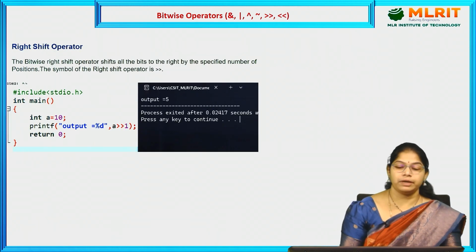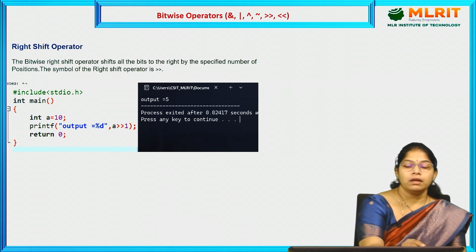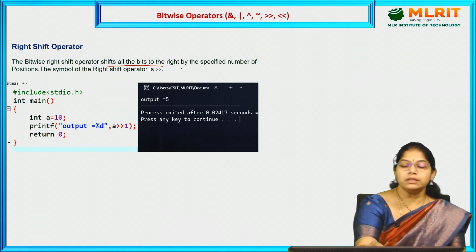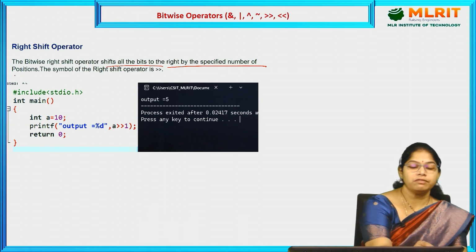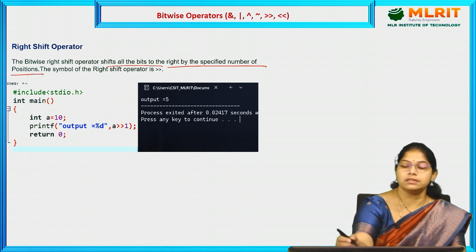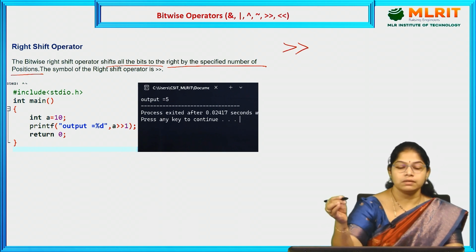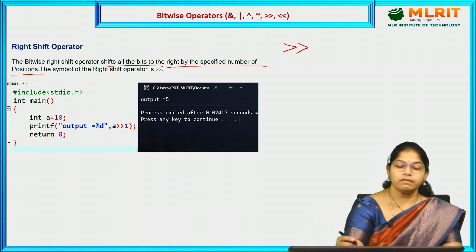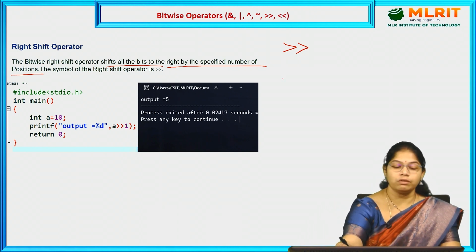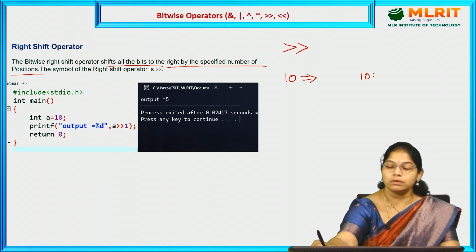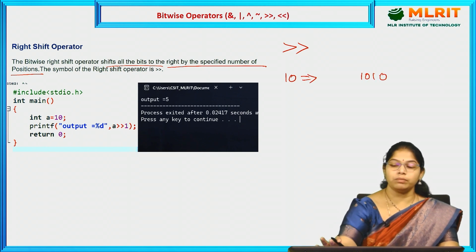Right shift operator. The right shift operator shifts all the bits to the right by a specified number of positions, and it is represented with this symbol. Here we consider the decimal value of A as 10. If we convert this 10, that is 1010. That is a 4-bit representation.